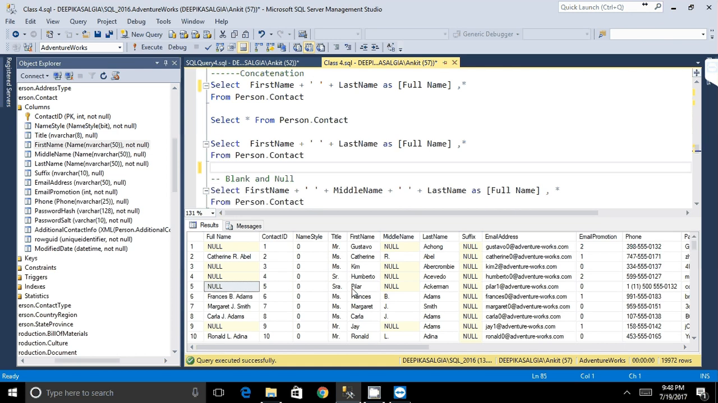All right, so this is the first case. Yes, right. So anything you add to null becomes null. Very similar concept. Anything you multiply with the 0 becomes 0.